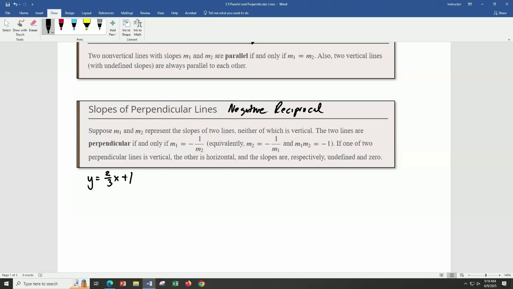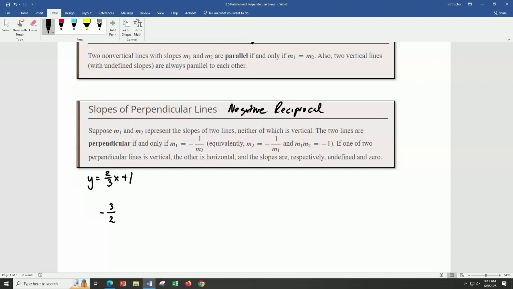If I want another line that was perpendicular to this one, you multiply it by the negative reciprocal. Reciprocal means do what? Flip it, right? So you take the slope and you flip it, and you make it a negative. Is that good? Now, don't get hung up on that making it a negative.